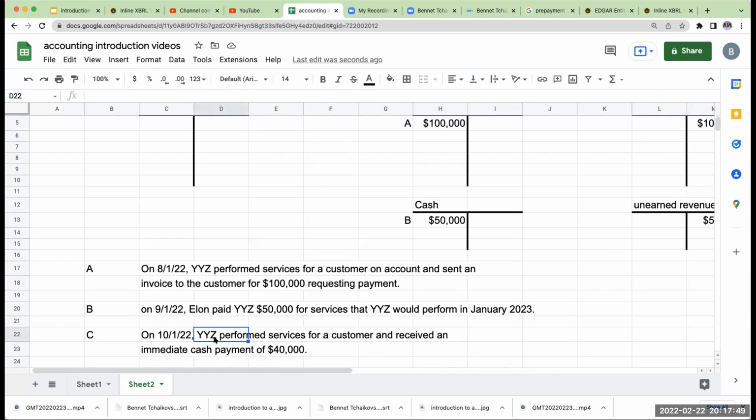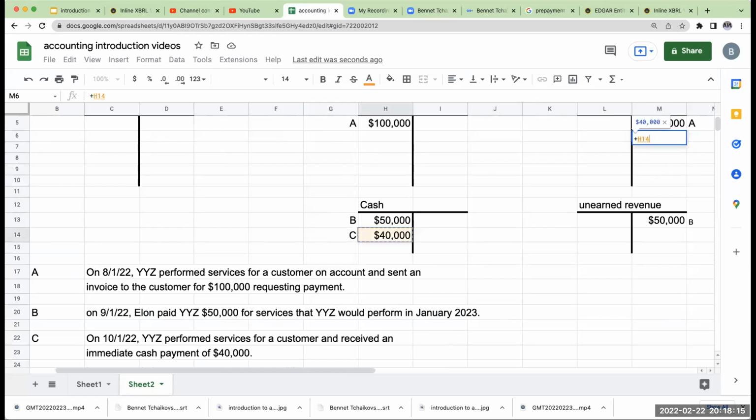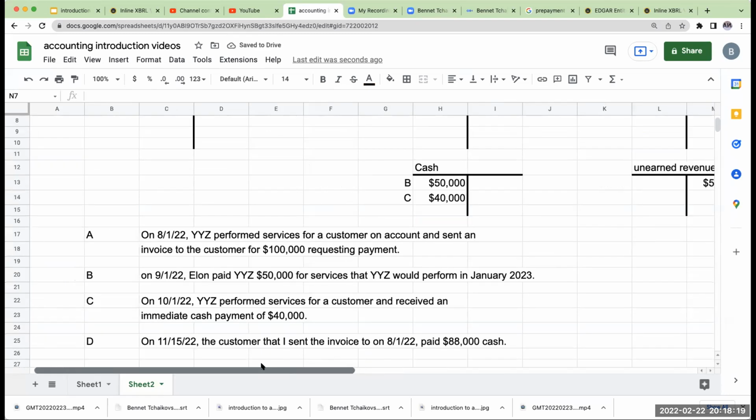Over here, I performed services for a customer and received an immediate cash payment for $40,000. What's happening here? Well, I'm getting cash immediately for $40,000. Okay, so I'm going to debit cash for $40,000. For every debit, I need a credit. Well, here, if I performed the services, I'm going to go ahead and credit services revenue for that $40,000. Now let's look at the very last one over here.